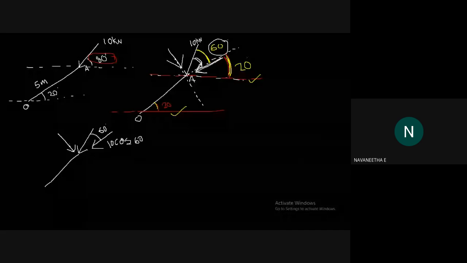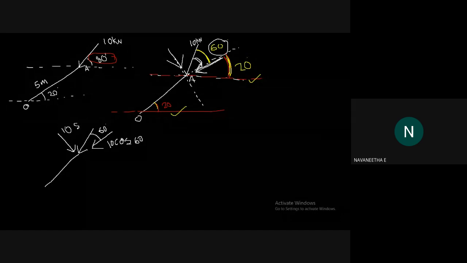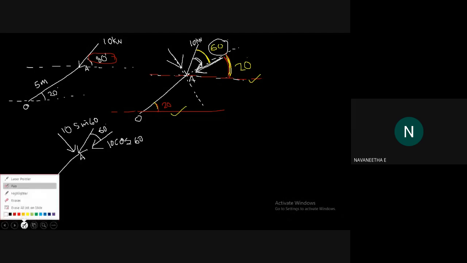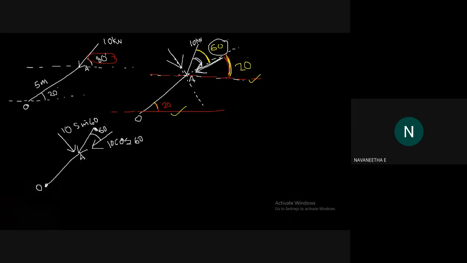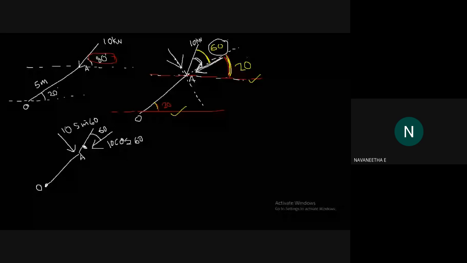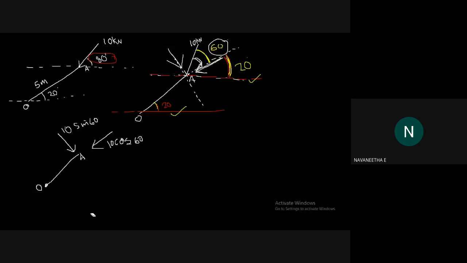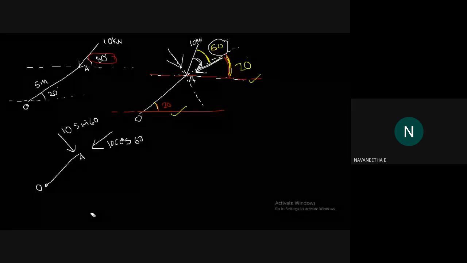10 sine 60. This point is A and our moment center is O. So now you have to consider only these components. No need to consider the force 10 kilonewton itself, only the component forces. So in the next step you can draw the figure without the 10 kilonewton. You can draw another figure if you want.